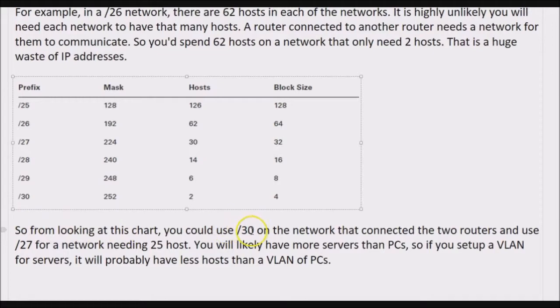Looking at the chart, there's a /30, and that's only going to need 2 hosts. So when you're connecting 2 routers, you can use the /30 to save those hosts. And then if you need a network with, say, 25 hosts, you could use the /27. Again, you'll likely have more, that's supposed to be PCs and servers.